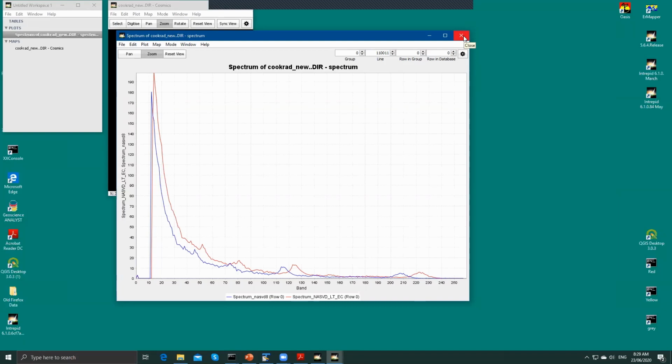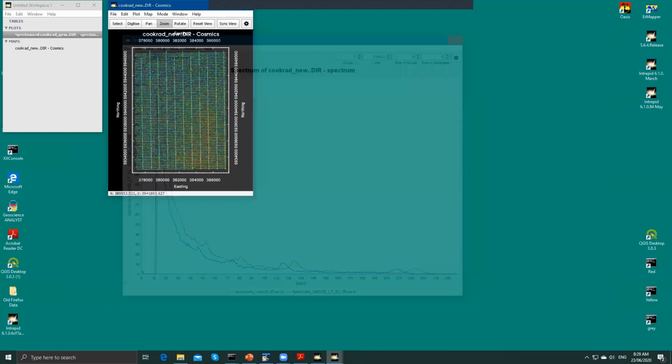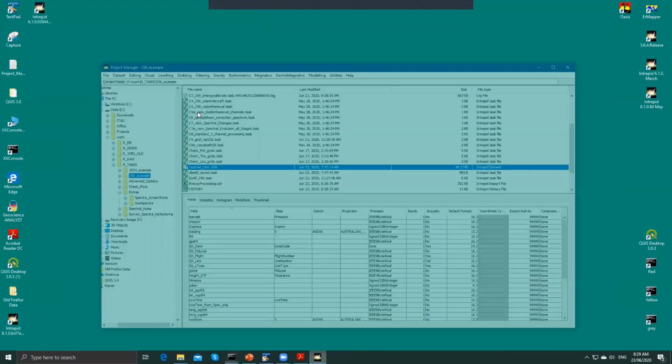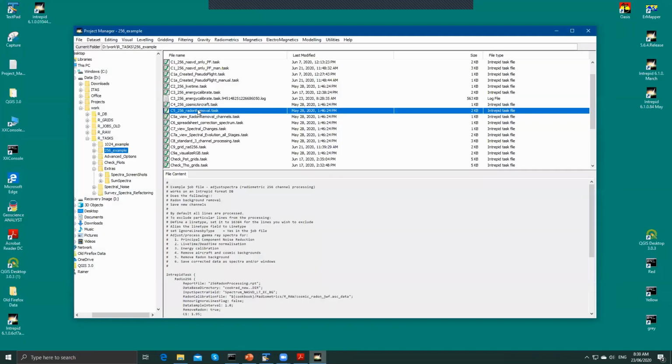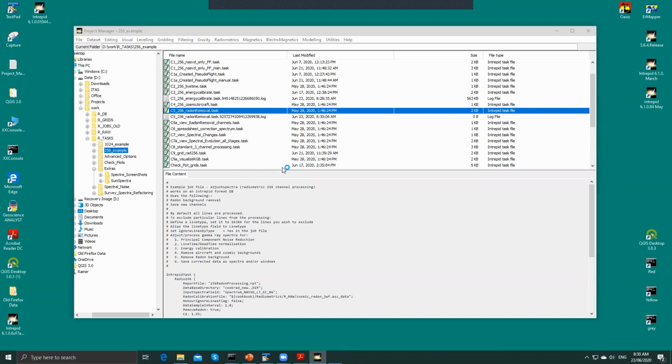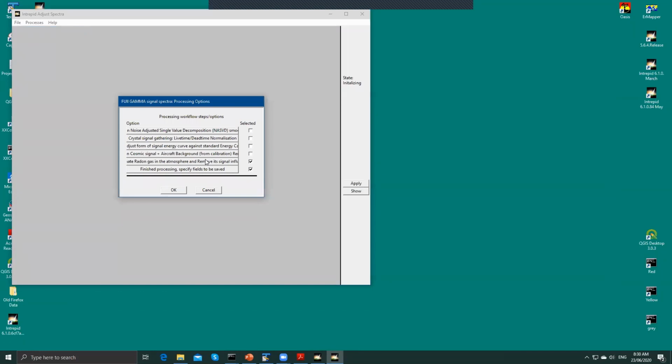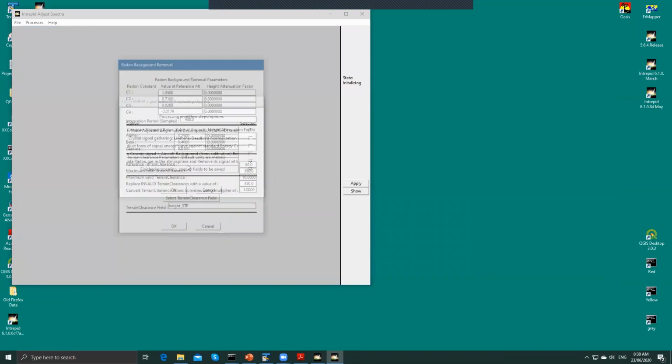So yeah, okay, it did work. So we can close that again. And next task would be the radon removal. So let's again open that with the task. Oops, needs to load the data set. Select corrections. So we have radon removal.